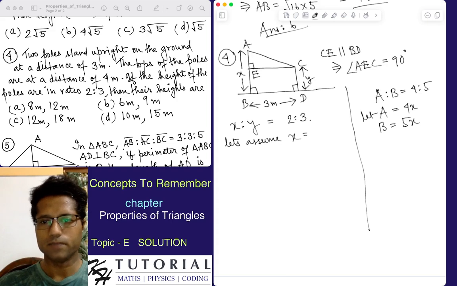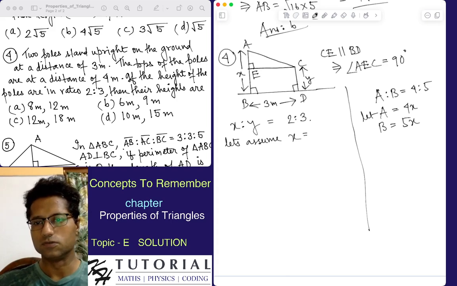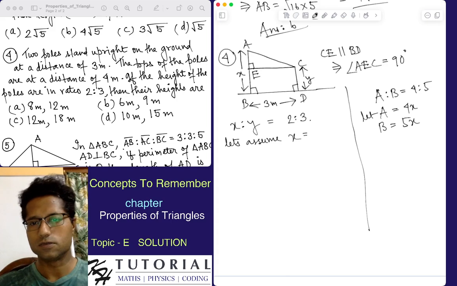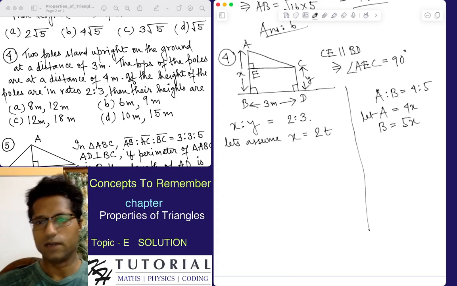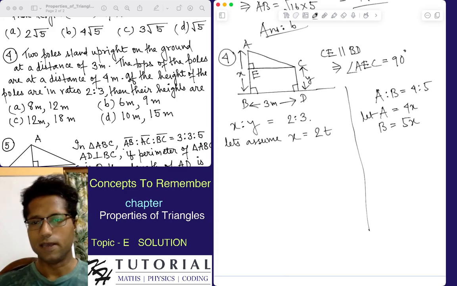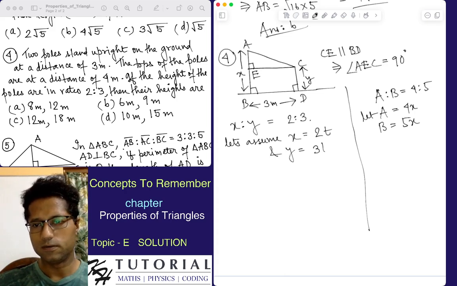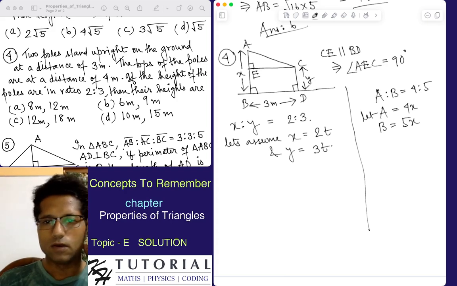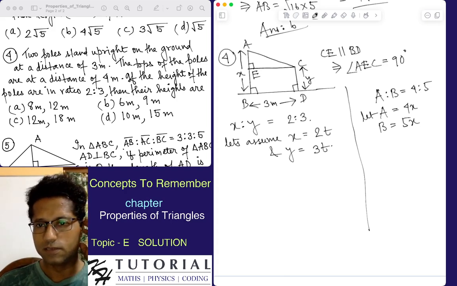The ratio is given 2 is to 3, but we cannot use x because we have assumed that the height of the pole is x. So let's say x equals 2t. It doesn't matter, you can take any other letter; small letters are usually used to represent variables. So x equals 2t and y equals 3t. Now we know that the height of the pole AB is 2t and the height of the pole CD is 3t.